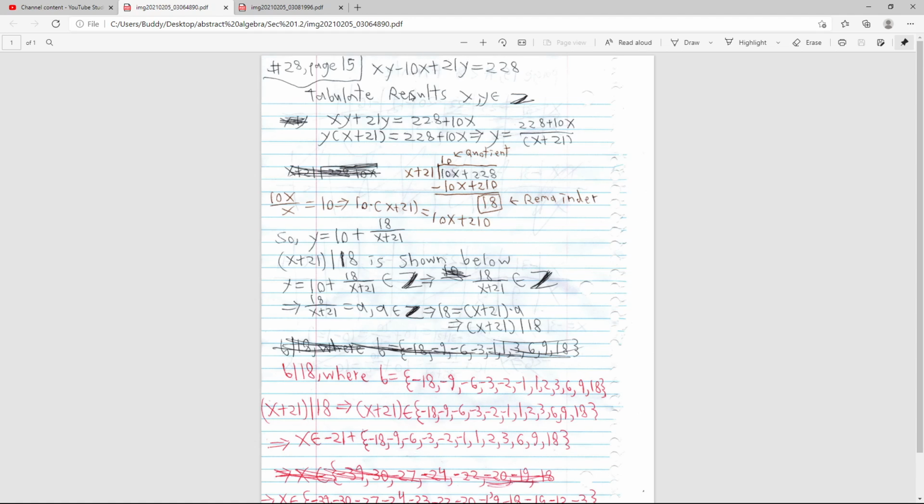But yeah, basically xy plus 21y is equal to 228 plus 10x, because I added 10x and then I distribute out y, so (x plus 21) times y is equal to 228 plus 10x. This implies that y equals (228 plus 10x) divided by (x plus 21). So basically I start off by trying to get y by itself and solving for it.